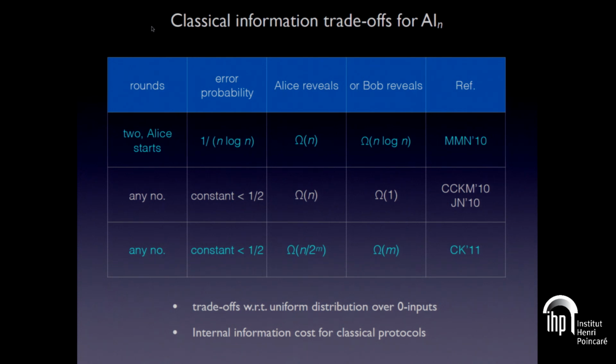Now, all of these measures of information are with respect to the internal information cost and computed for the uniform distribution over 0 inputs.